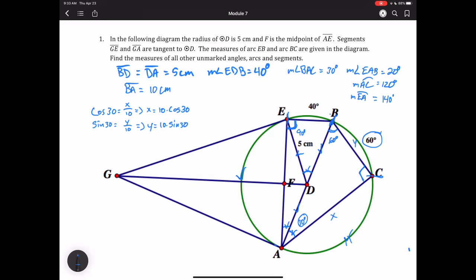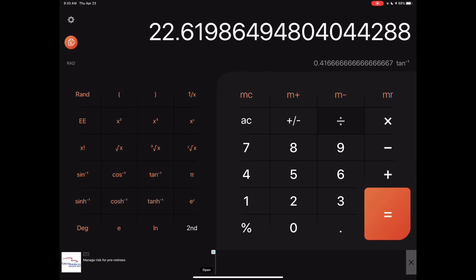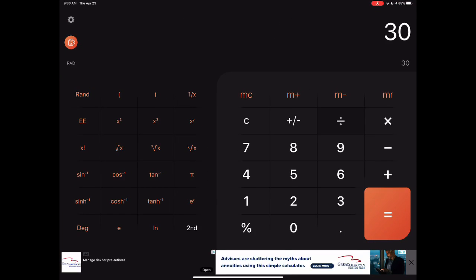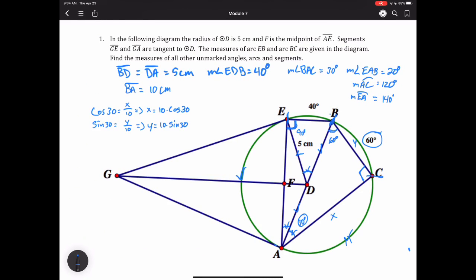So I'm going to go ahead and plug that into a calculator really quickly. So sine of 30 is equal to 0.5 times 10. So I know that sine of 30 times 10 is equal to 5. Okay? So that's 5 centimeters. Awesome. Wow, that's interesting. It's the same as the radius, actually.